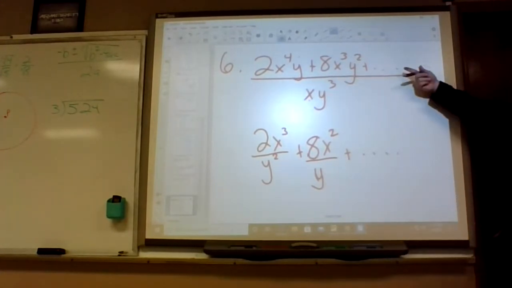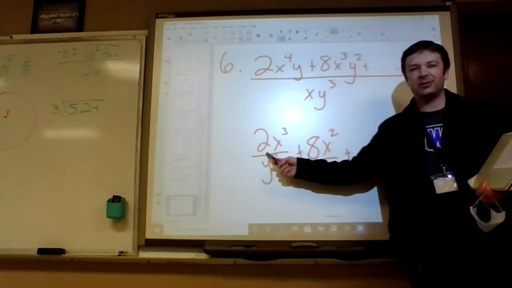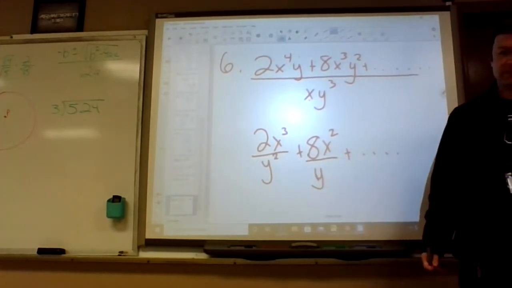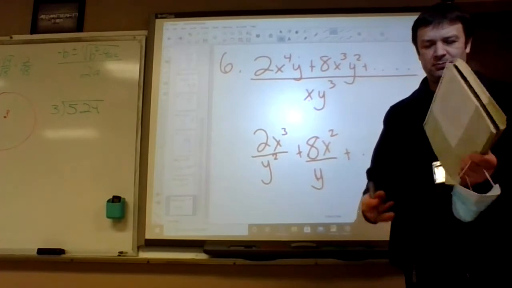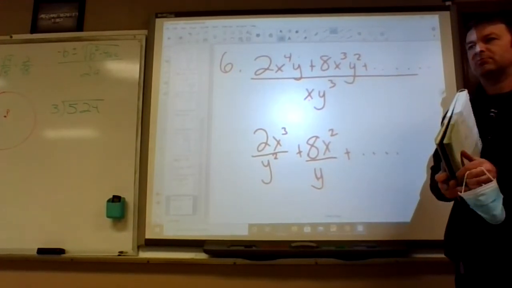x cubed divided by x is x squared. y squared divided by y cubed: there's one more y on the bottom than on the top, so there's one y on the bottom.